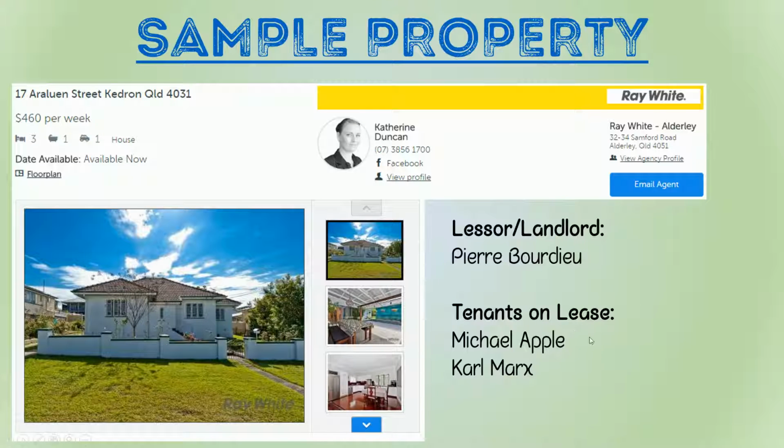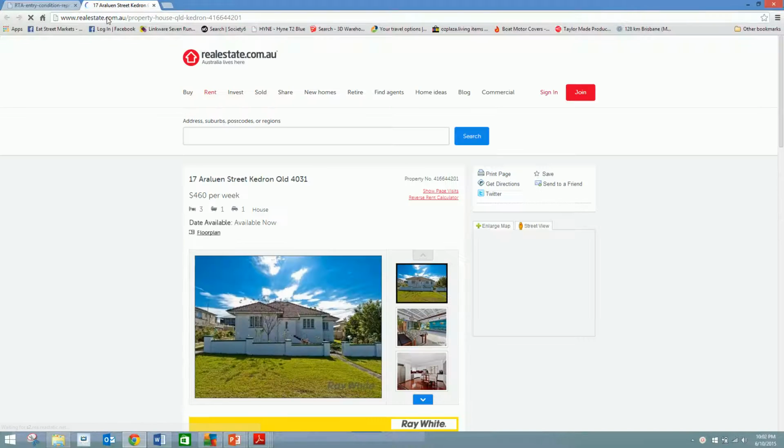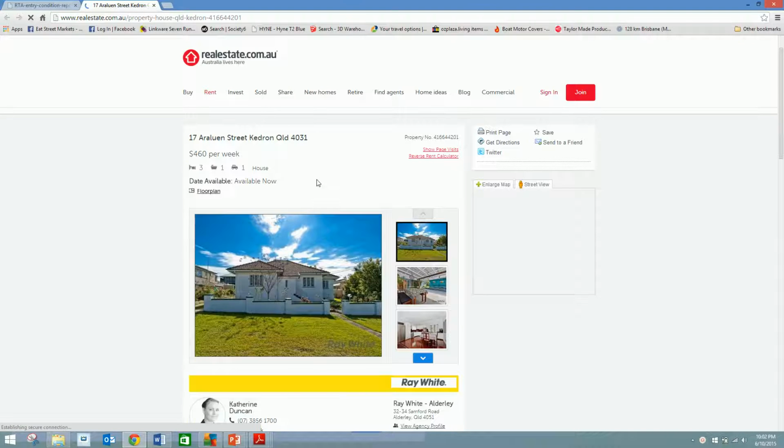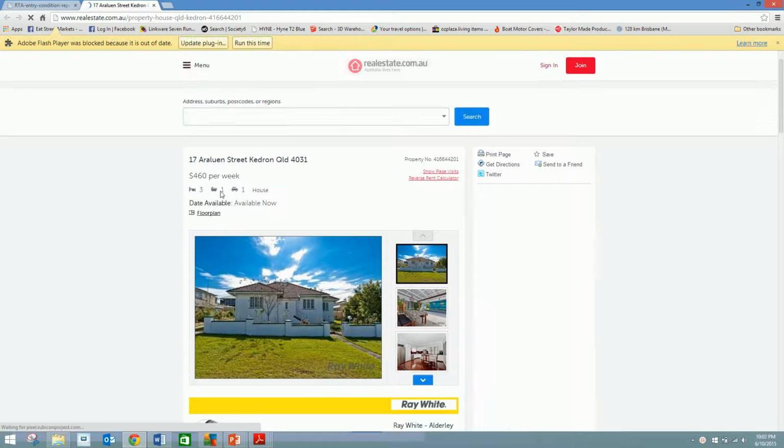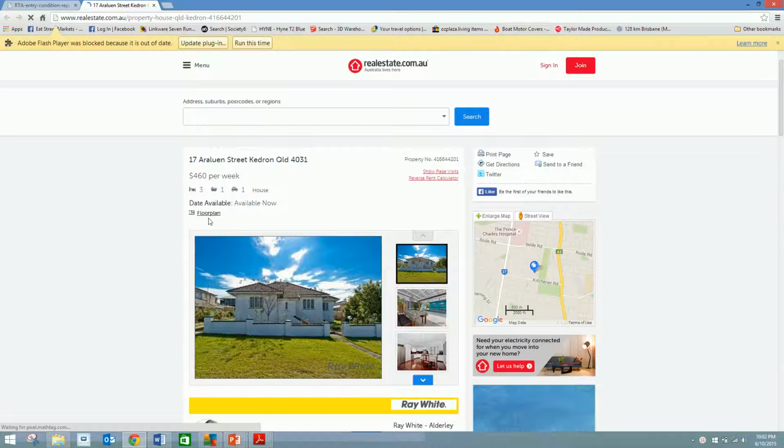So for this video, we're going to use this sample property at Kedron when we're filling out our forms. So we'll have a look at it first. It's rented through Ray White. The address is 17 Araluen Street at Kedron. It's $460 a week for a 3-bedroom, 1-bath, 1-car space house.